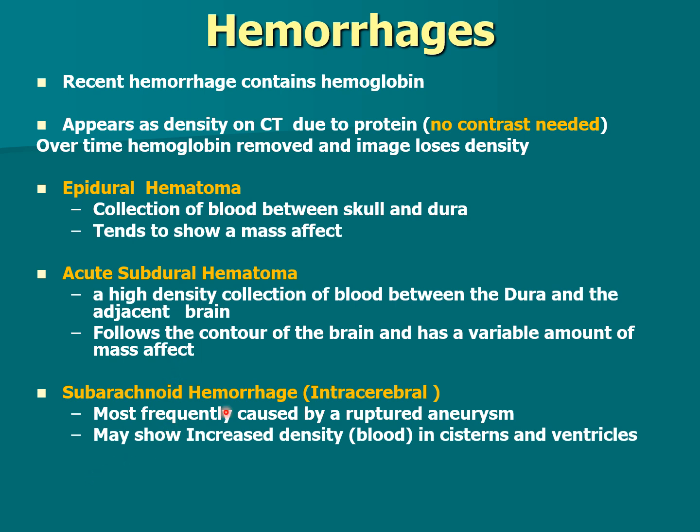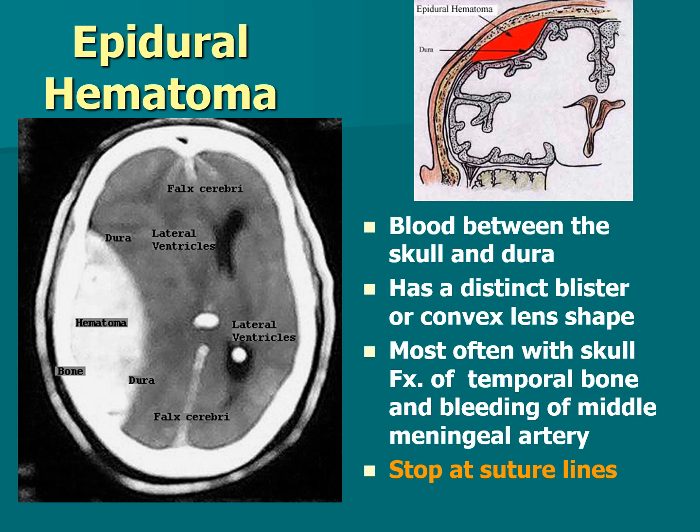And then you can have an intracranial bleed, which might be called a subarachnoid hemorrhage. This is bleeding into the brain tissue itself, most frequently caused by a ruptured aneurysm. It may show increased density blood in the cisterns and the ventricles. So you may see bleeding throughout the brain that may collect, may displace some of the CSF or be in the CSF, in the ventricles, and in the cisterns of the brain. The sulci and the gyri. Sulci was the word I was trying to think of, the little indentions in the brain.